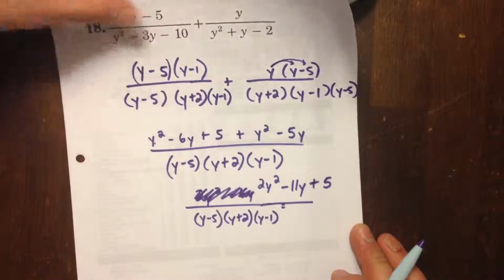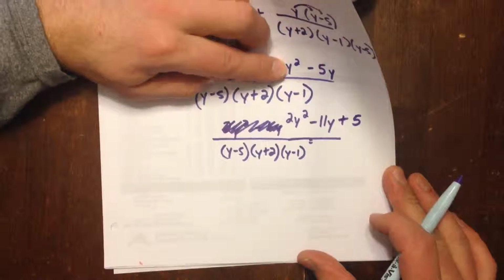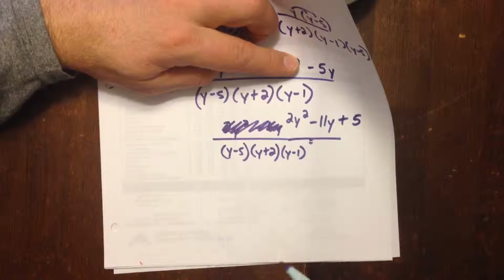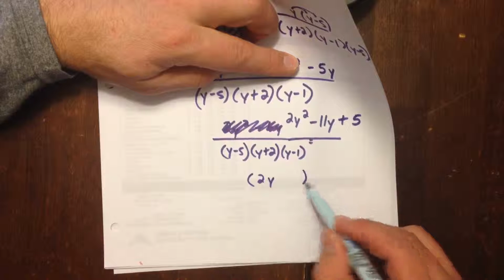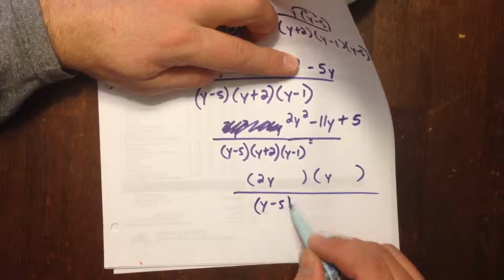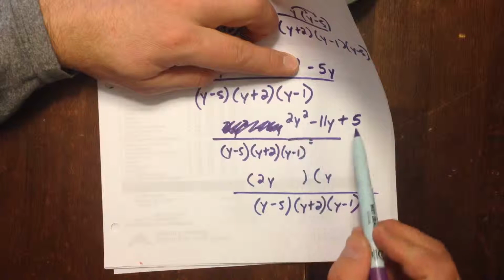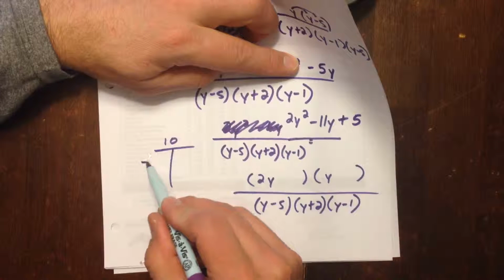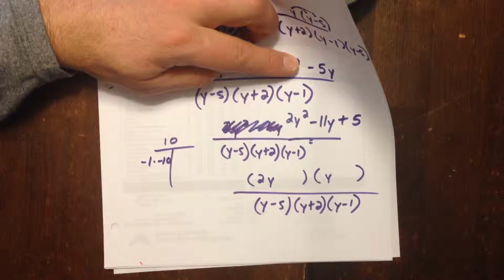Alright, so now see that? Alright, so we have to see if this might be factorable, and it might cancel out one of these binomials. So when we do that, there's only one way to get 2y squared. So I'm trying to factor the top. Alright, so I need two numbers that multiply to 10, but add to -11. Well, think about it. -1 times -10 would work.